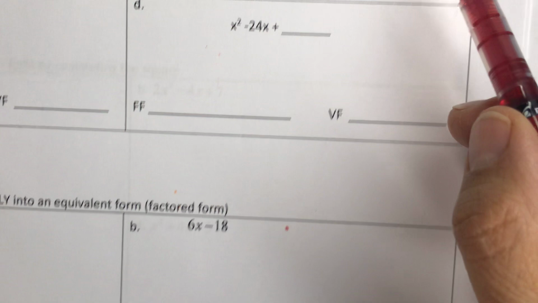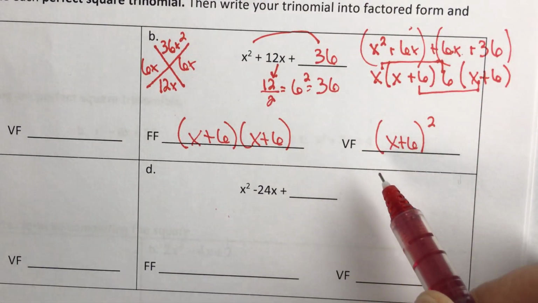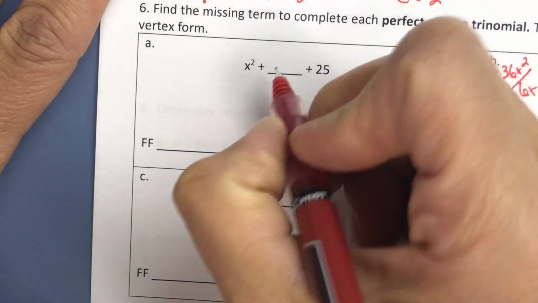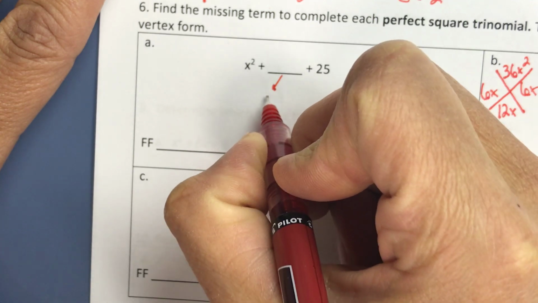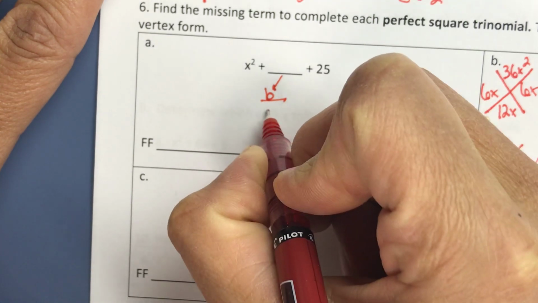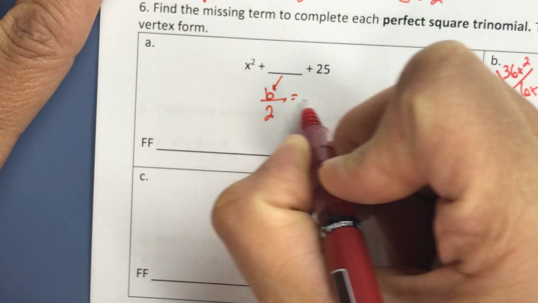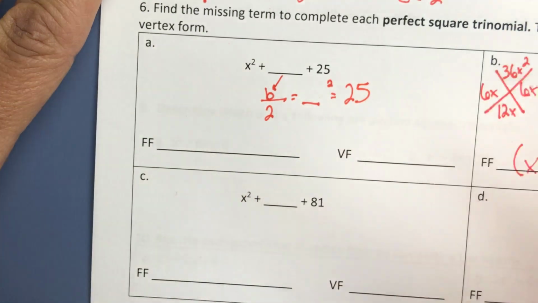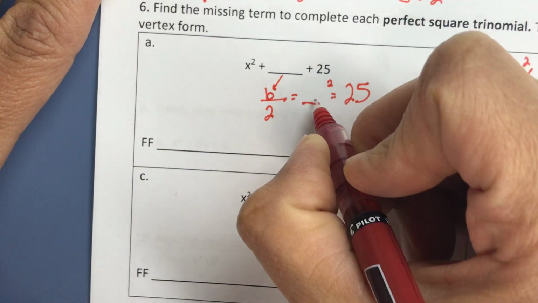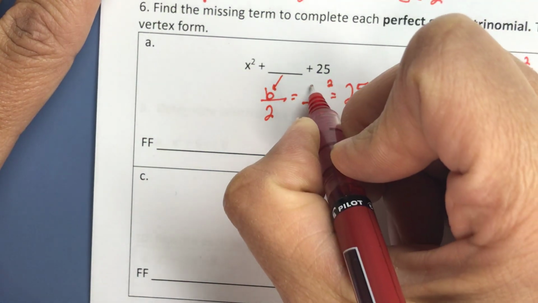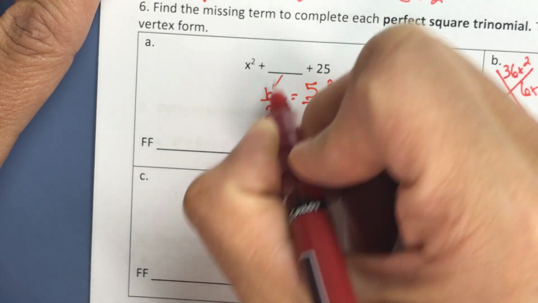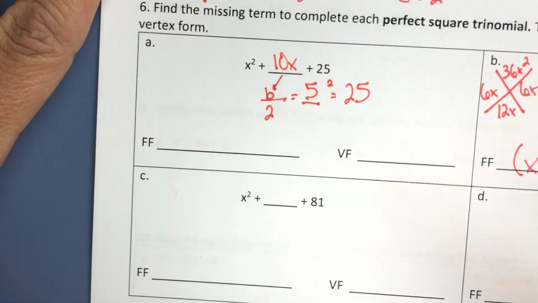So I did B. I'd suggest you guys try D now. And then I'm going to move on. I'll do A and I'll let you do C. So here, when I move to A, what I want to know is what number was it that I cut in half, and then I had this number and I squared it and I got 25. So the number that I can square and get 25 is 5. So what number did I cut in half to get to 5? Well, that would be a 10. So that's going to make this be a 10x.